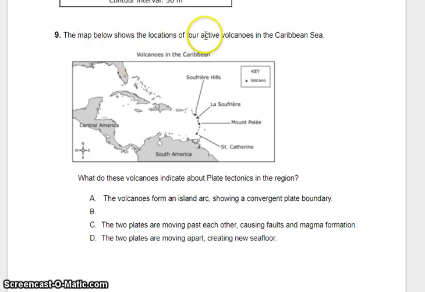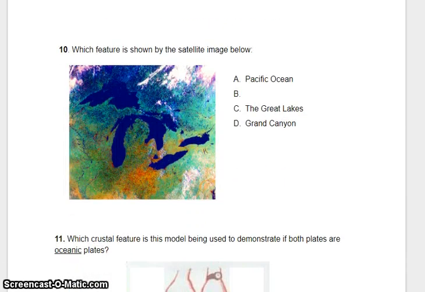Number 9. The map below shows the locations of 4 active volcanoes in the Caribbean Sea, located here in this arc, curved part. What do these volcanoes indicate about plate tectonics in the region? A. The volcanoes form an island arc showing a convergent plate boundary. C. The two plates are moving past each other, causing faults and magma formation. Or D. The two plates are moving apart, creating new seafloor.